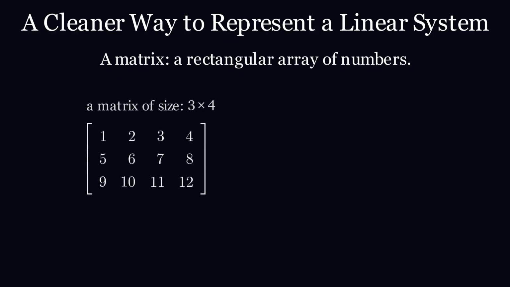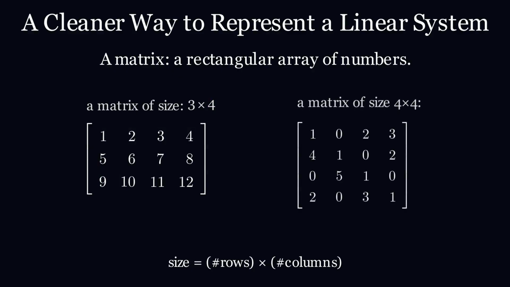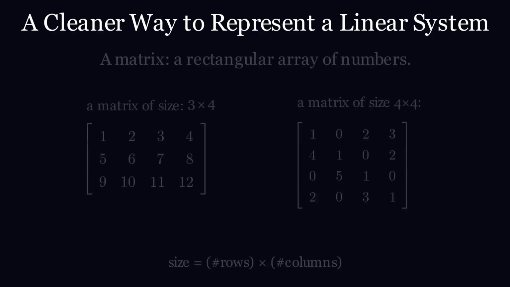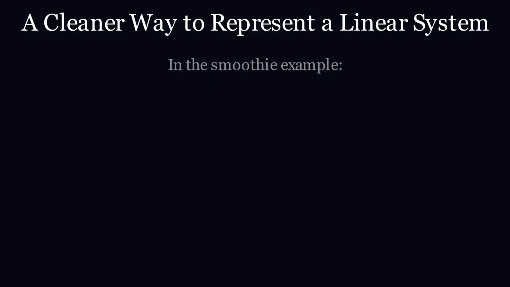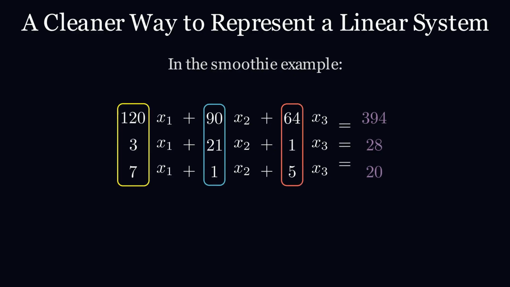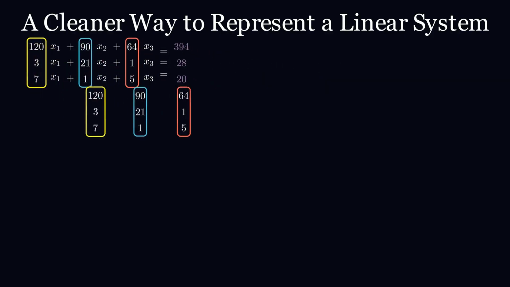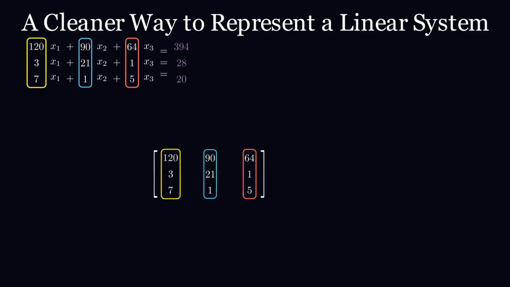For example, this is a matrix that has 3 rows and 4 columns, a 3 by 4 matrix. And this one is an example of a matrix with 4 rows and 4 columns, so we call it a 4 by 4 matrix. In the smoothie example, instead of looking at the equations one by one, we organize the coefficients into columns. And as we said before, you can think of them as building blocks of this system. We take these three columns and stack them all together into a single matrix and call that matrix the coefficient matrix. We usually denote it by A.